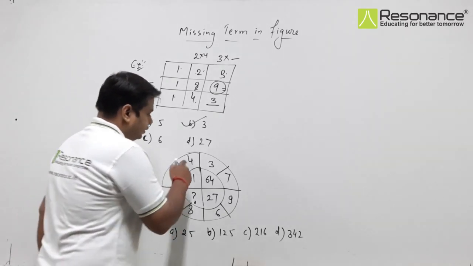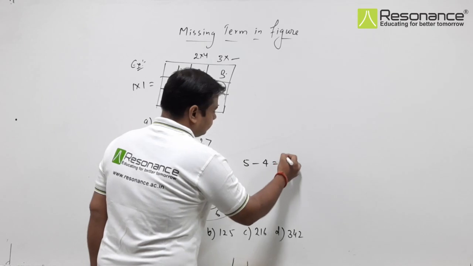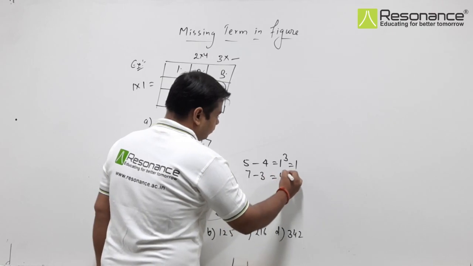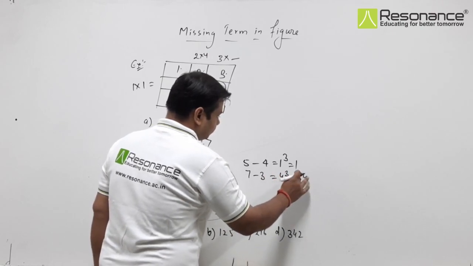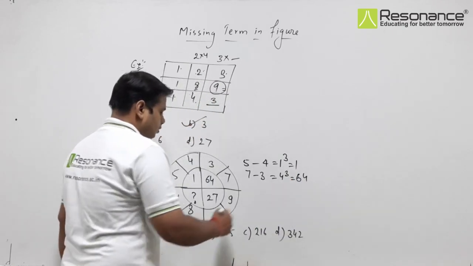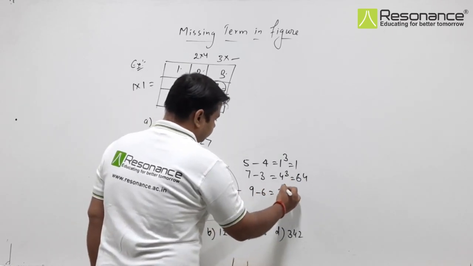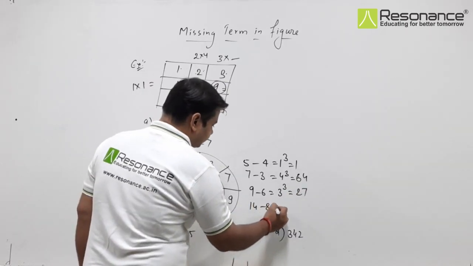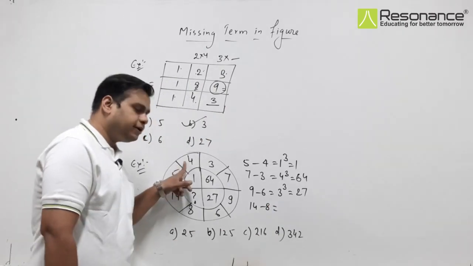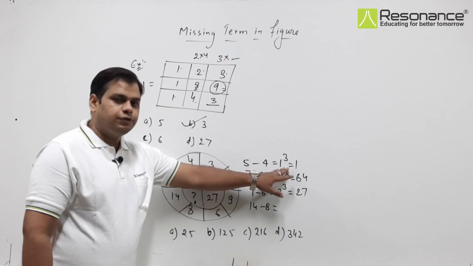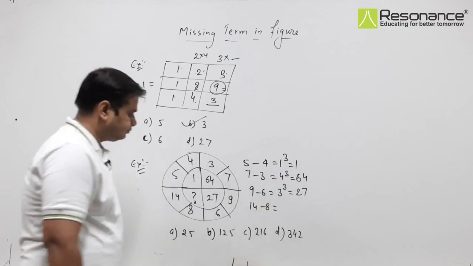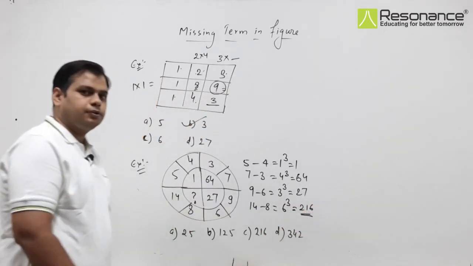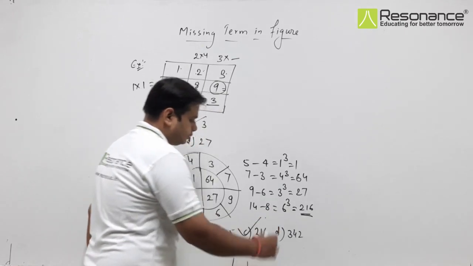How? You can see 5 minus 4 is 1 and 1 cube is 1. 7 minus 3 is 4, 4 cube is 64. 9 minus 6 is 3, 3 cube is 27. Similarly, 14 minus 8, the difference of the exterior numbers, and then the cube of the difference is our resultant answer. So 14 minus 8 is 6, and 6 cube is 216. So option C is the correct answer.